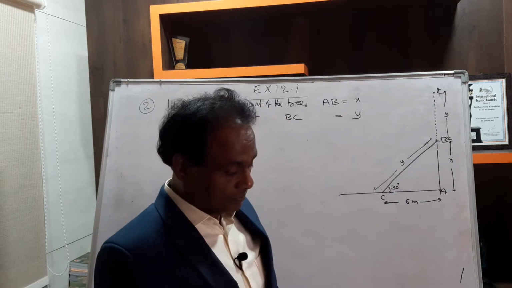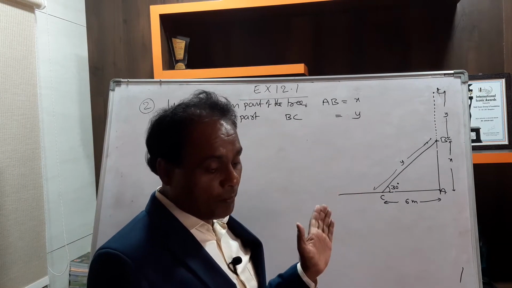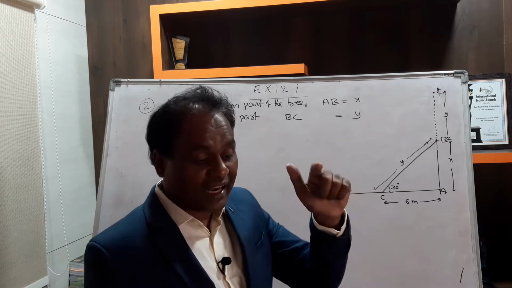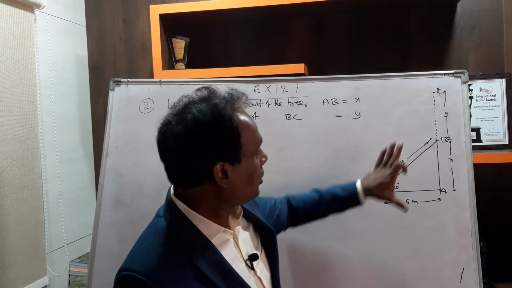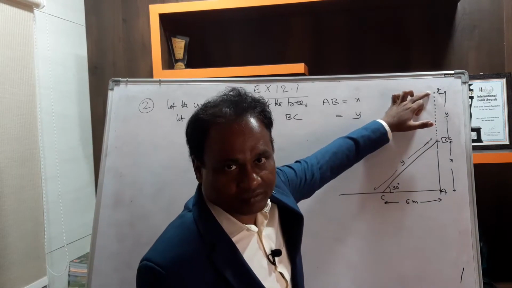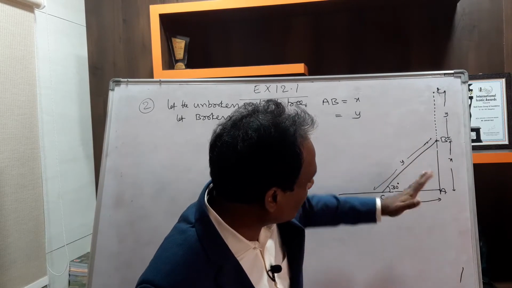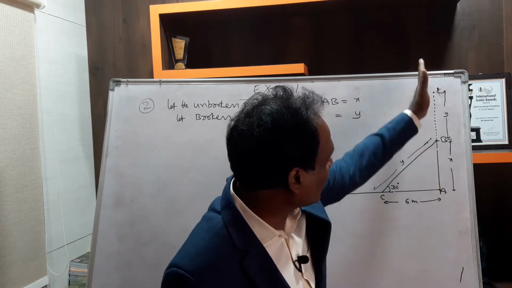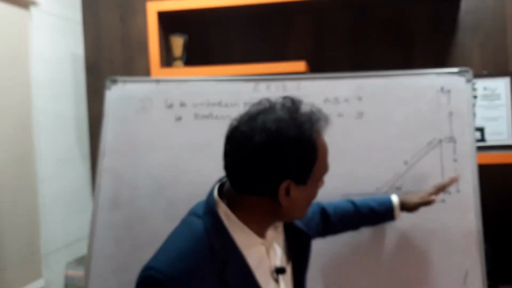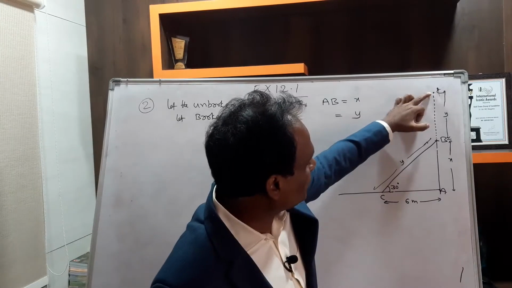A tree breaks due to storm and the broken part bends so that the top of the tree touches the ground by making 30 degrees angle with the ground. So this is the total tree. A to C is a tree. What is a tree? A to C. The tree will be vertical. Tree is standing on the ground. This is the ground. See, this horizontal is the ground. Vertical line represents the tree. Up to here, this is the tree.